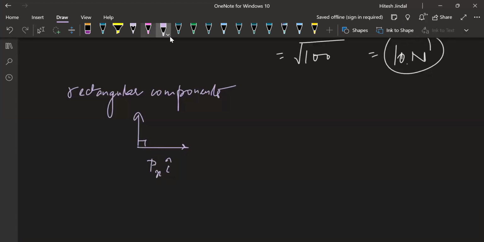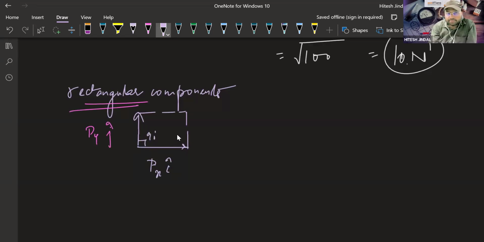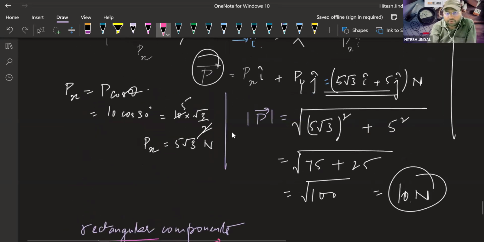Just understand this point, why they are called rectangular components. Because px i cap and py j cap, these vectors which are components of vector p, are perpendicular to each other. If I complete the parallelogram, it would be a rectangle. That is why they are known as rectangular components, because they are perpendicular to each other. The resultant is vector p. Okay, just go through this.